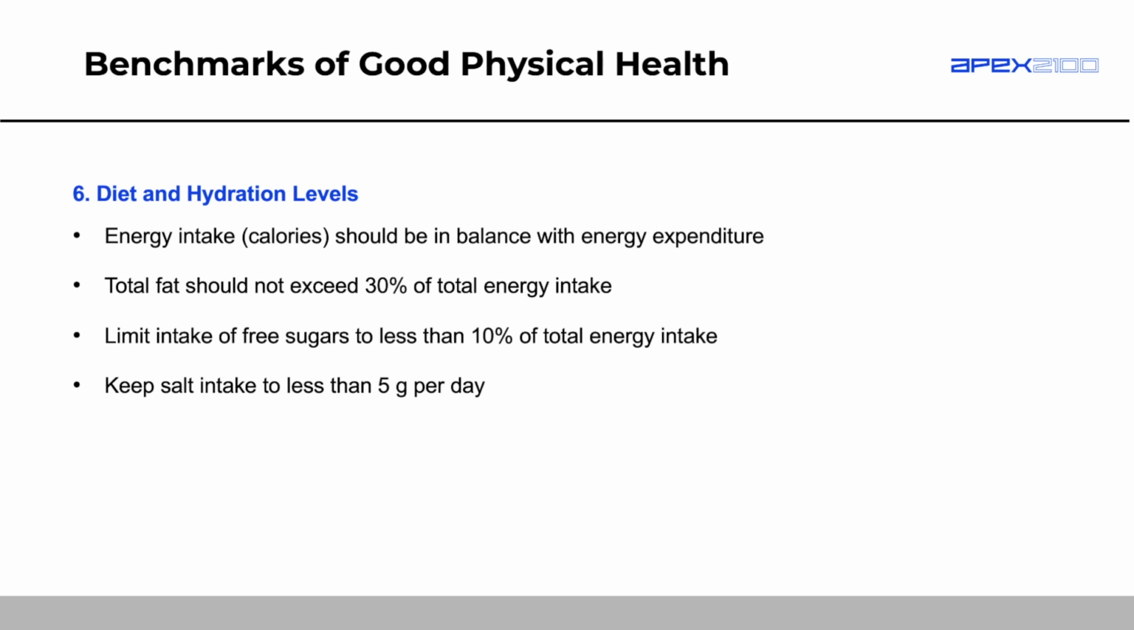Total fat intake should not exceed 30% of your energy intake. That's an important one as well. So you don't want to have a diet that's too high in fats. It can increase the amount of fats and cholesterol in our circulatory system that causes that narrowing of the arteries. We also want to limit the intake of sugar to less than 10% of total energy intake. So this is processed sugars like lollies and things like that. And we want to keep salt intake to less than 5 grams per day as well.